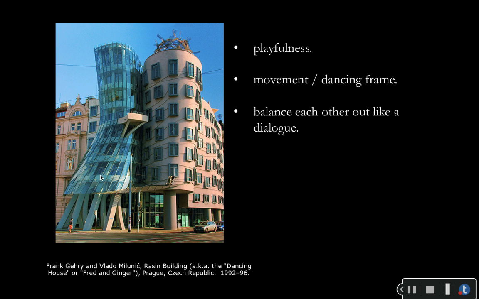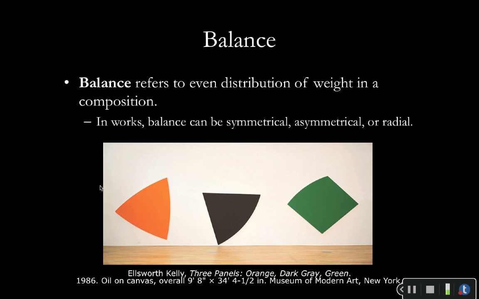So balance, what is balance? Balance refers to the even distribution of weight in a composition. So in works, balance can often be one of three things. It can be symmetrical, we've already been talking a little bit about this, it can also be asymmetrical, or it can be radial. And we've looked at this piece before. I just wanted to bring it up again.